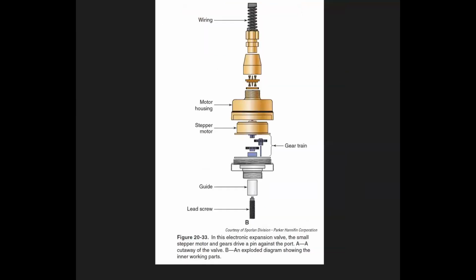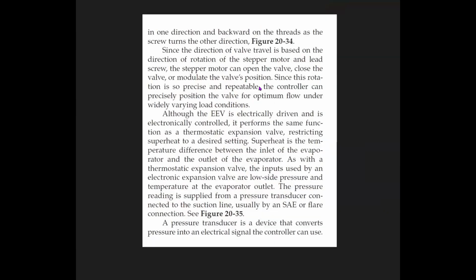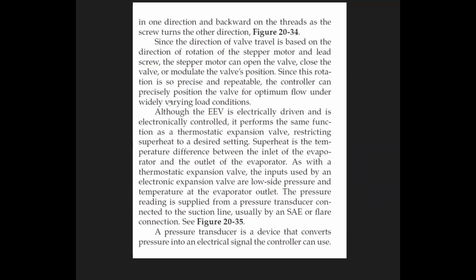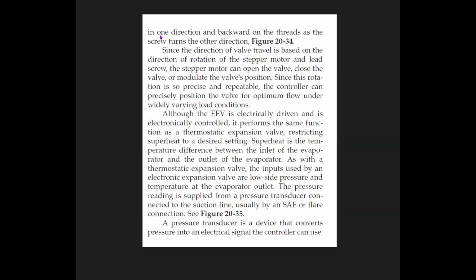Okay, that is the idea. Since the rotation is precise and repeatable, the controller can precisely position the valve for optimum flow under the widely varying force. In one direction it goes upward, and in the other direction it goes downwards. You can throttle it, you can have it at any position, and the controller can control the valve very easily.